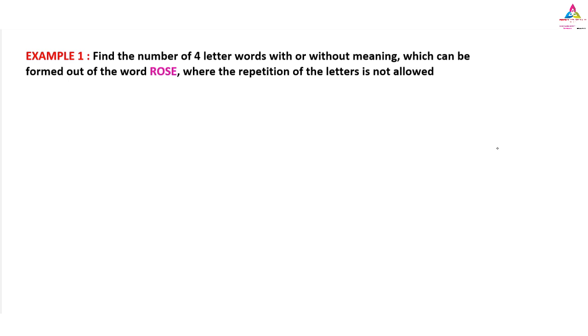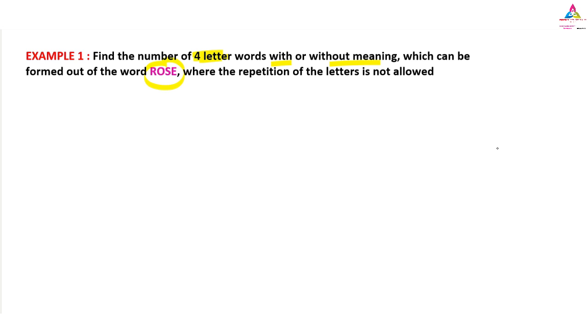Here they have given: find the number of 4-letter words, with or without meaning, which can be formed out of the word ROSE. So here the question is quite different. Before, what they had given was a bag, a tiffin box and a bottle, but here we have a 4-letter word. We have to find a 4-letter word, and they have given the word also, that is ROSE. Using that ROSE, we have to frame a 4-letter word, and here they have given with or without meaning, which means we can arrange the letters of ROSE however we want.